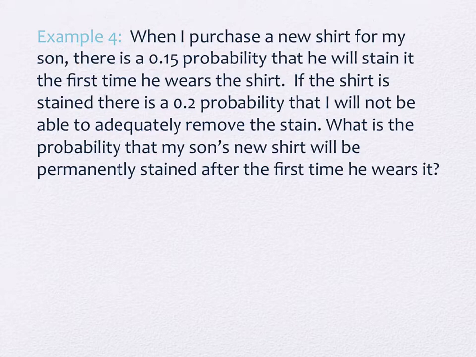So when I purchase a new shirt for my son, there is a 0.15 probability that he will stain it the first time he wears the shirt. I'm sure that was an estimate that was low. There's got to be a higher estimate for that for reals. If the shirt is stained, there's a 0.2 probability that I will not be able to adequately remove the stain, right? Like it's going to stay stained forever. Y'all know what that looks like, right? It continues to be stained all the time, yeah. So the question is, what is the probability that my son's new shirt will be permanently stained after the first time he wears it?